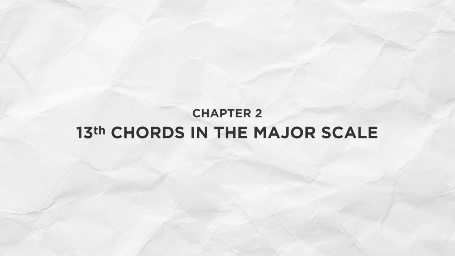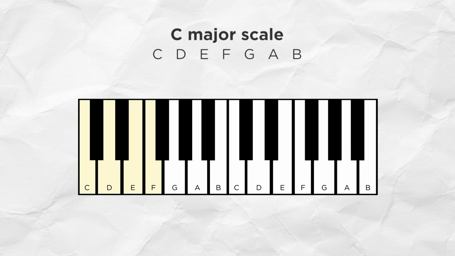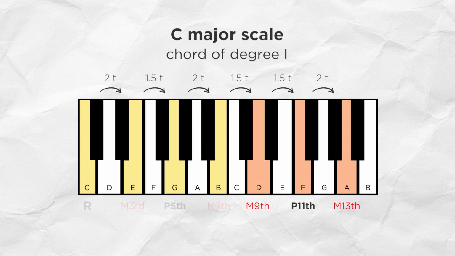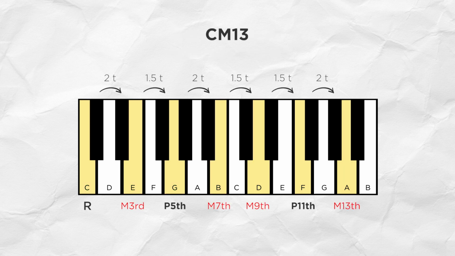Chapter 2, 13th chords in the major scale. So let's see some examples. Let's take a major scale and start with the first note to build a 13th chord. So that would make a chord of the 1st degree. And that is made of a major 3rd, a perfect 5th, a major 7th, a major 9th, a perfect 11th, and a major 13th. So that's like a major 7th chord with all the extensions major up to the 13th. So we can name it a major 13th chord.